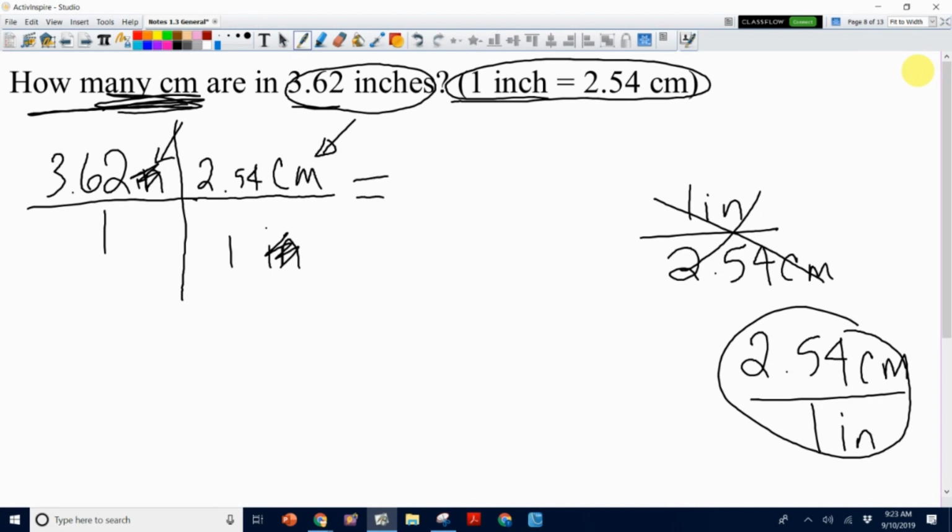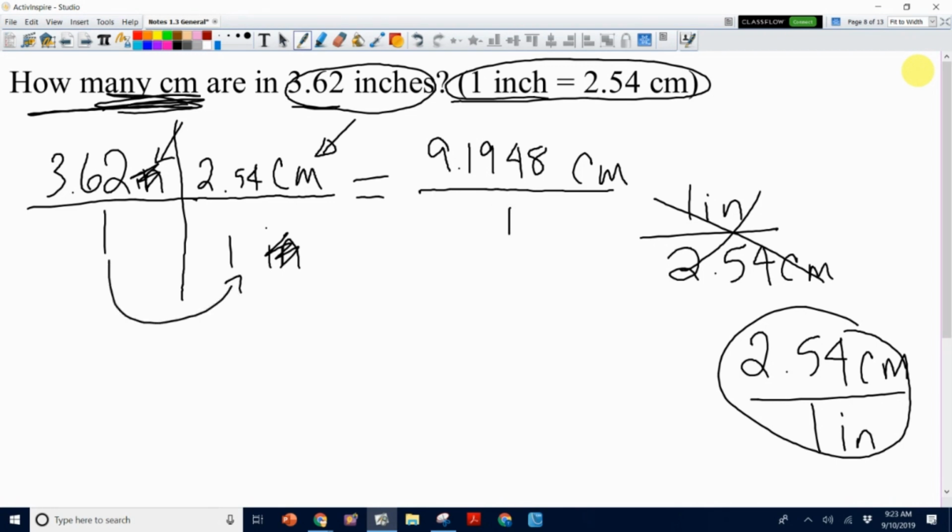Okay, so we have centimeters is our unit. We have 3.62 times 2.54. All right, so 3.62 times 2.54. All right, and the number I get is 9.1948. 1 times 1 is 1.